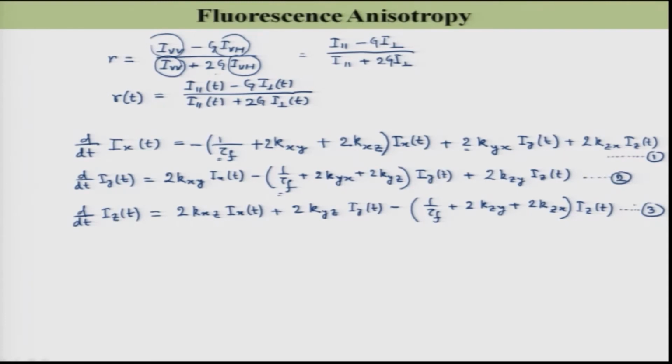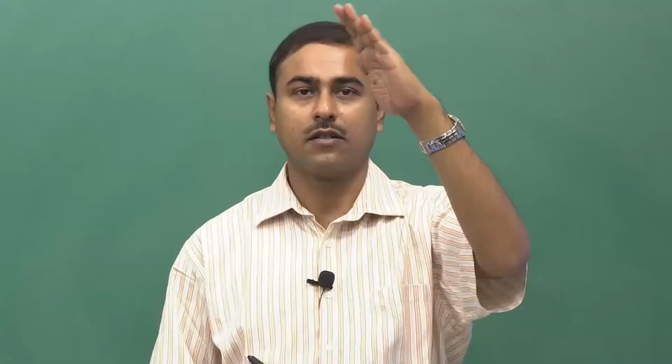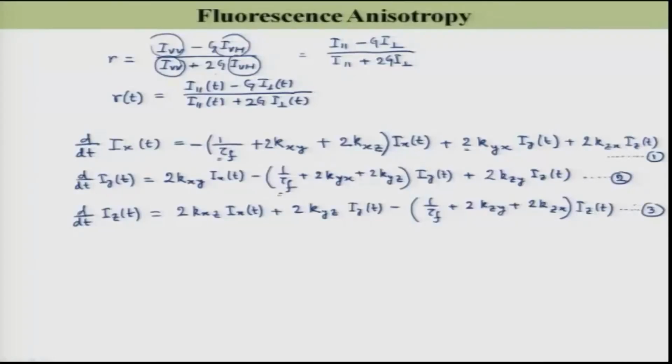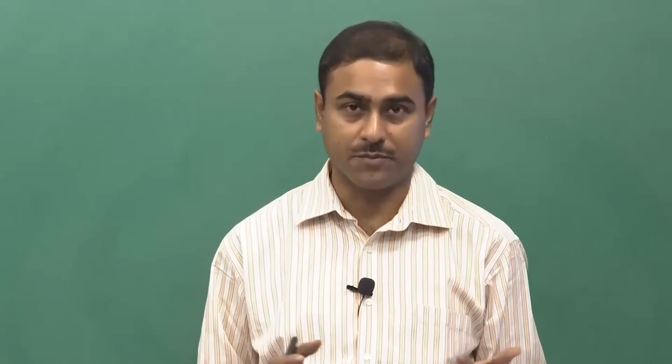Now, as I said, rotation this way or this way or that way should be the same, because it is just a solvent and these molecules are rotating either this way or that way. So, this k x y should be equal to k x z, should be equal to k y z, should be equal to k z x, and like that, all values should be the same.